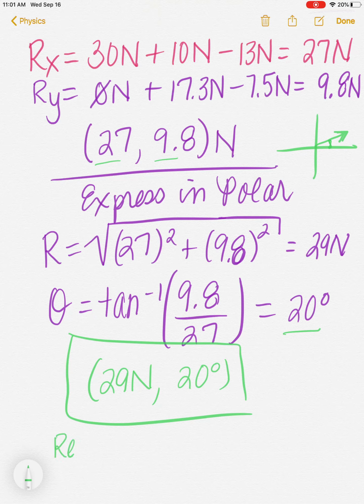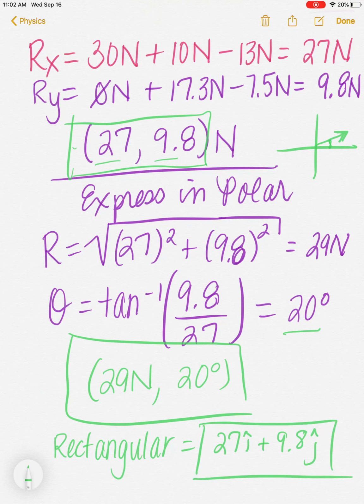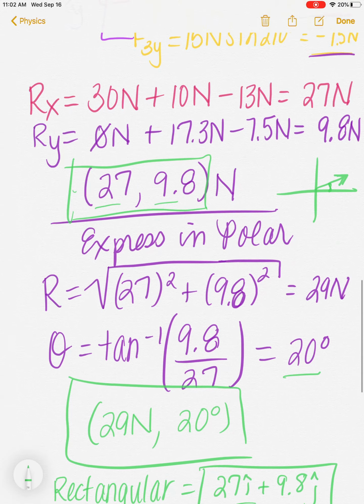What if they wanted you to express your answer in rectangular form? Remember, that's the weird one that physicists use a lot. Okay, so if the Cartesian coordinates were 27, 9.8, we could say 27 i hat plus 9.8 j hat, because the i stands for your x component and the j hat stands for your y component.